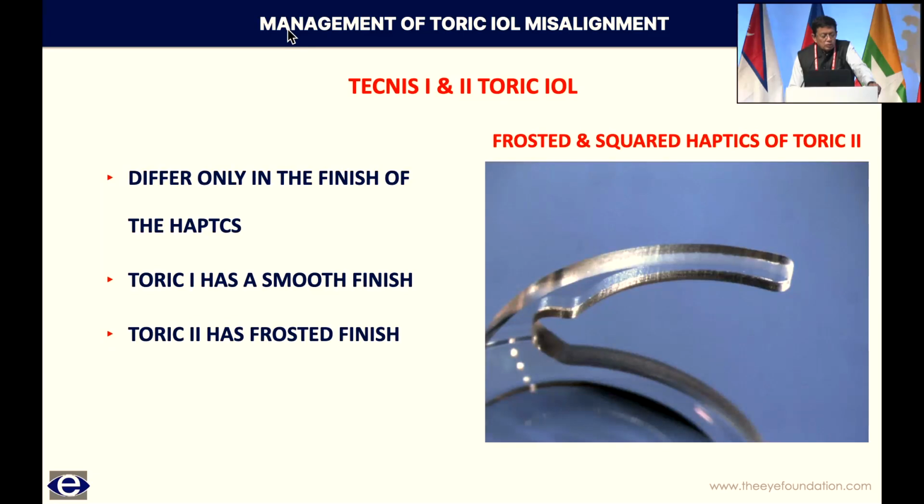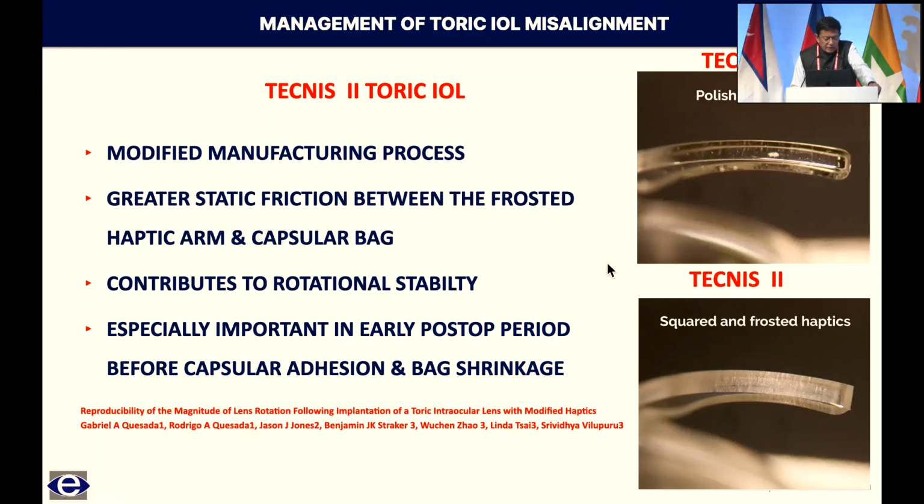Between the Technis Toric 1 and the Toric 2, all the features are exactly the same, except that in the Toric 2, the frosted and squared haptics have been changed. Essentially, when the entire optic and haptics were polished, they introduced sleeves onto the haptics so that the haptics did not get polished. This was just a modification of the manufacturing process, and because they were left frosted, there's greater friction between the equatorial region of the capsular bag and the haptics, because of which the propensity to misalign is reduced in the immediate post-operative period, that is soon after the lens is placed in the eye.